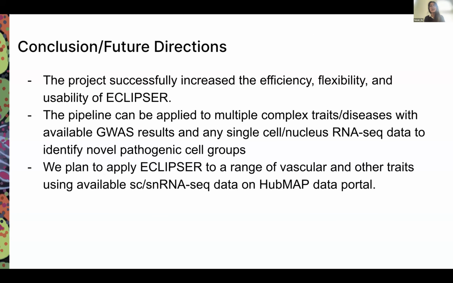So in conclusion, the project successfully increased the efficiency, flexibility, and usability of Eclipser. And for future directions, this pipeline could be applied to multiple traits, complex traits or diseases with available GWAS results and any single cell or single nucleus RNA-seq data to identify novel pathogenic cell groups. And for future, we plan to apply Eclipser to a range of vascular and other traits using available single cell or single nuke RNA-seq data on the HuBMAP data portal.